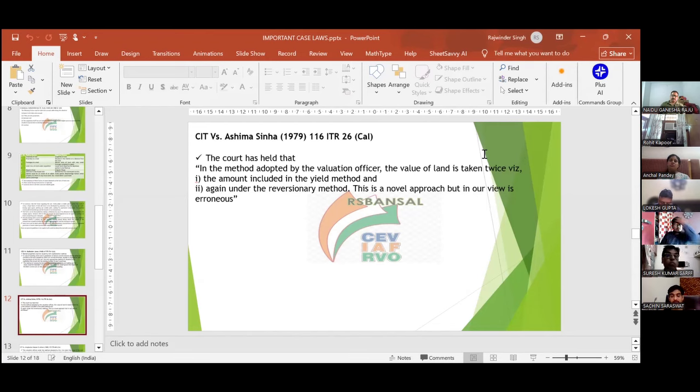So this is an important case. Means under rent, you can take the reversionary value of the land only in case if the Rent Control Act is not applicable. If the Rent Control Act is applicable, you cannot take the reversionary value of the land. So it will add up twice, it says. Means you have added the value of the land twice. So you can take the reversionary value of the land only in case if the property is not affected by Rent Control Act. So it is given in CIT versus Ashima Sina.